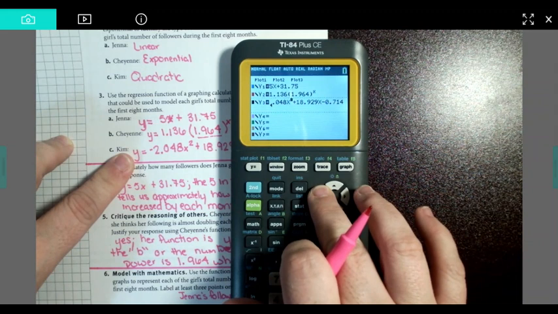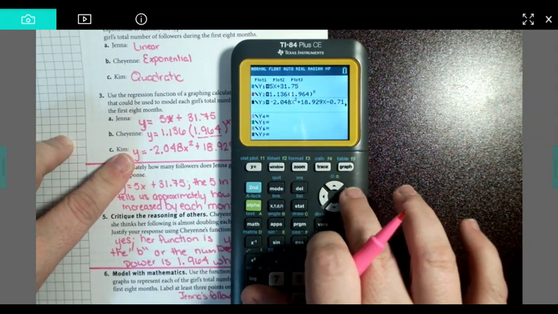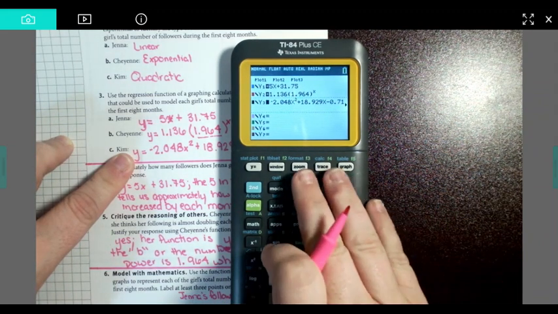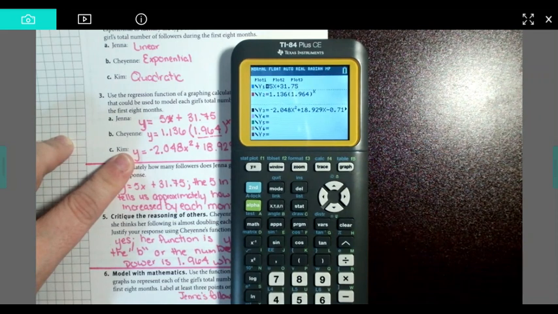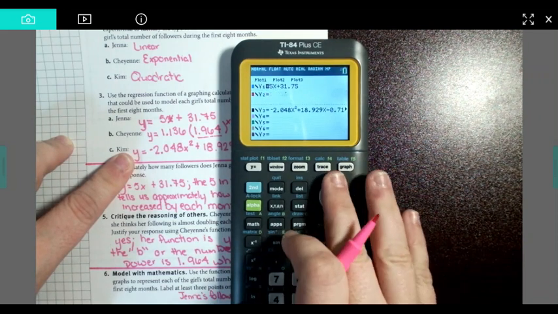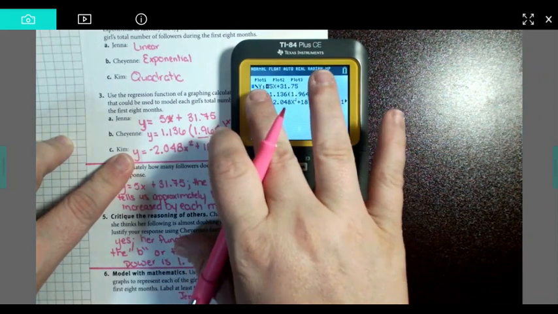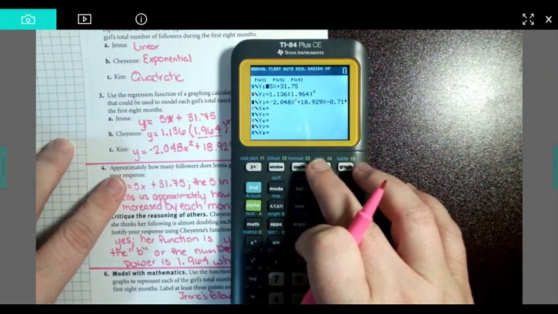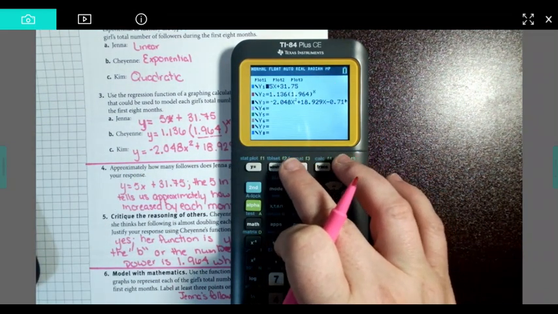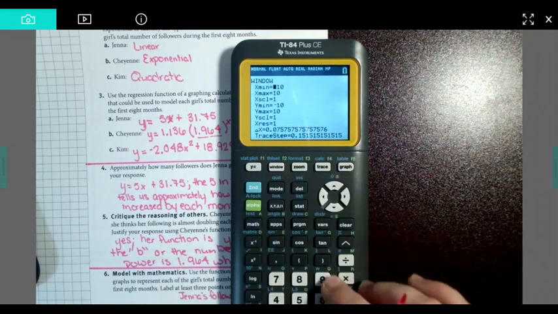And if you go all the way over here to the equal sign, if you press enter, it'll turn the other graphs off for you. Okay? So I don't want the other graphs on just yet. I just want to look at Y1. So I'm going to change my window. So I'm going to go to Window.